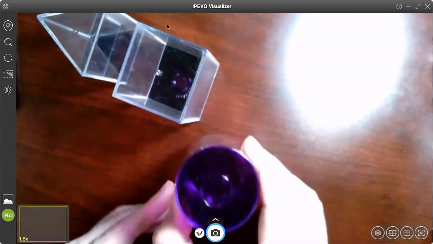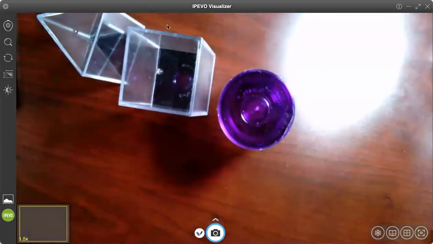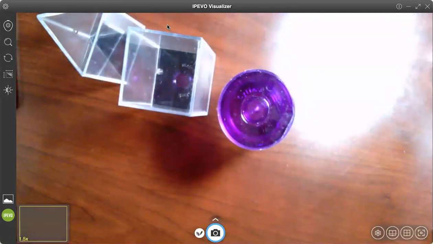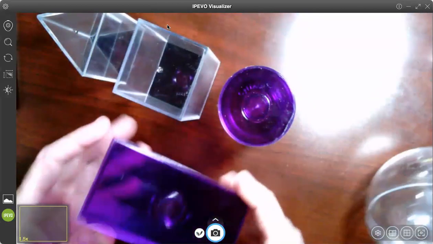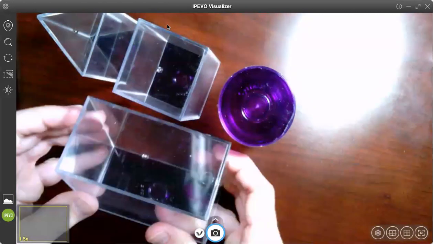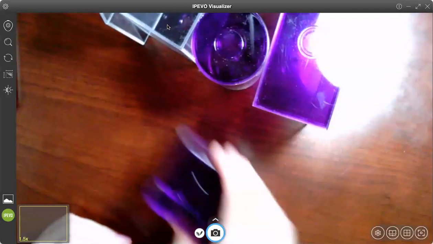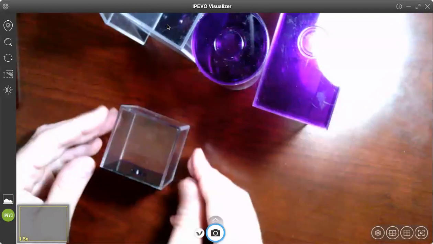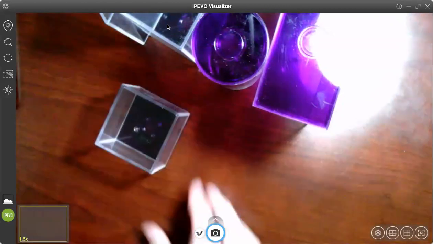And this is a circular prism. It has a circle on the top, a circle on the bottom, also known as a cylinder. This is a rectangular prism, has a rectangle on the top, a rectangle on the bottom. And this cube is a type of rectangular prism, has a square bottom, square top.